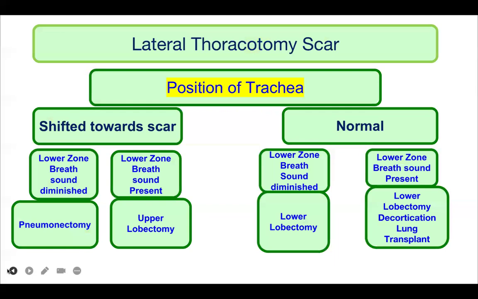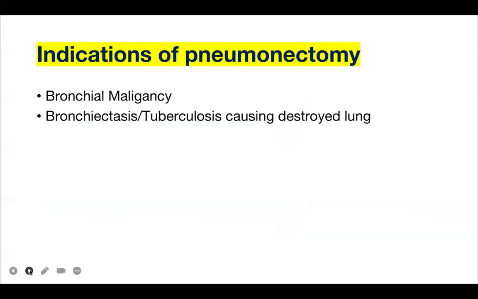So we should remember this chart according to protocol. Last thing is the common indications of pneumonectomy. We should remember bronchial malignancy is a very common cause. And second, extensive bronchiectasis or post-TB bronchiectasis causing a destroyed lung. Whenever we get bronchial malignancy, or bronchiectasis or tuberculosis causing a destroyed lung, these are the indications of pneumonectomy.